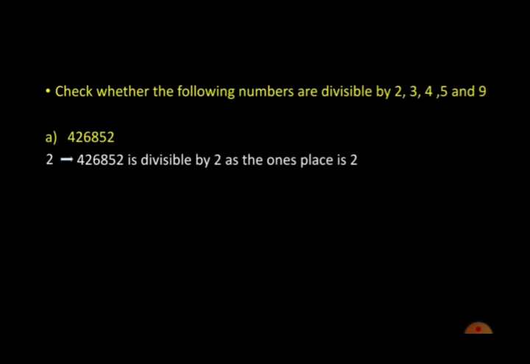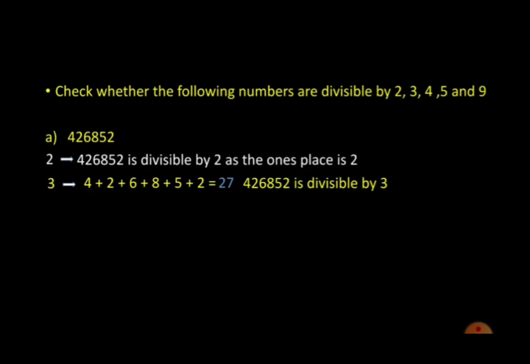Now we have to check the divisibility rule of 3. What we should do for that? Should add all the digits. 4 plus 2, 6. 6 plus 6, 12. 12 plus 8, 20. 20 plus 5, 25. 25 plus 2, 27. Do we get 27? In 3 table, 3 nines are 27. So the given number is divisible by 3.